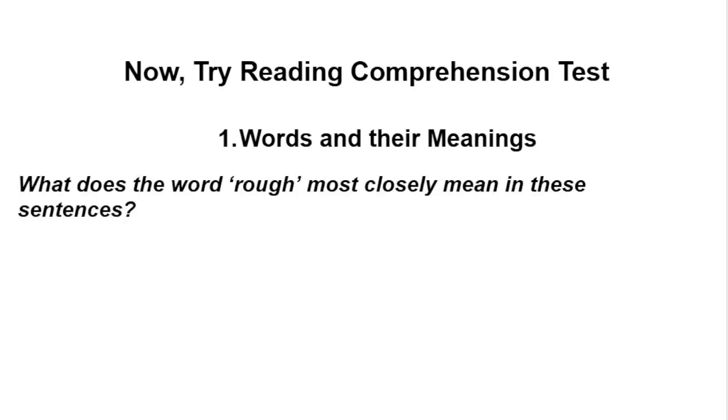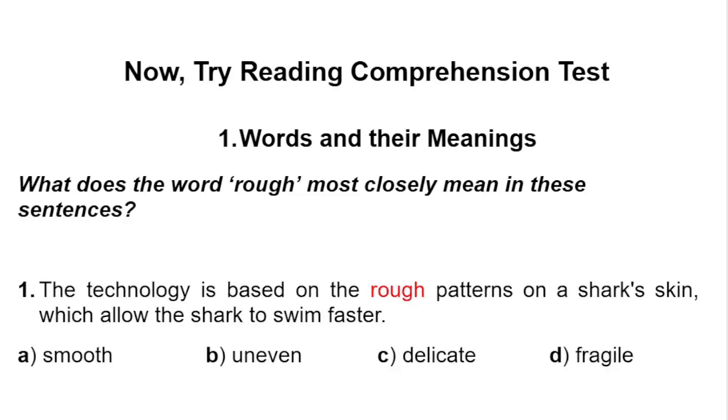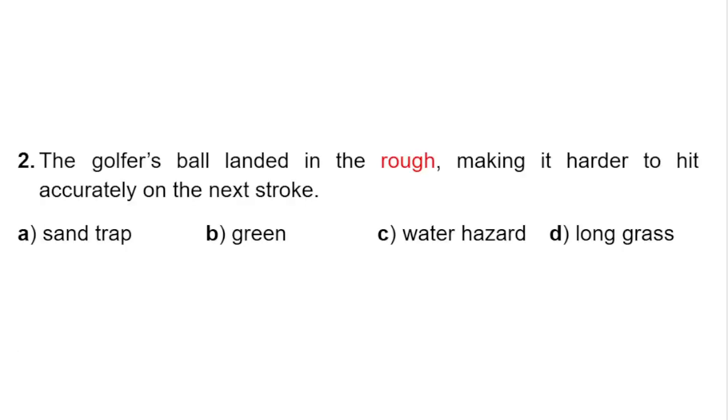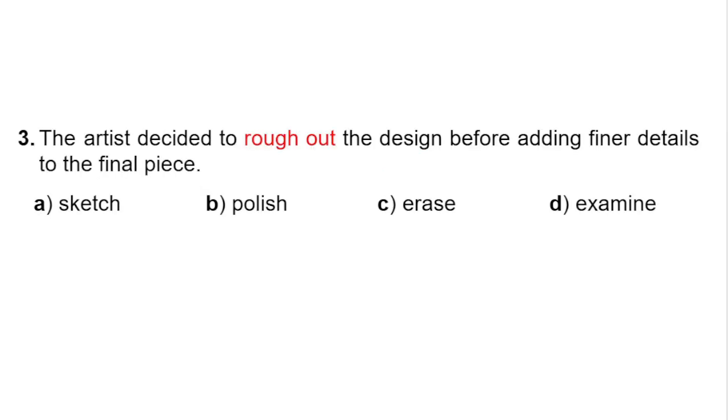Now try the reading comprehension test. 1. Words and their meanings. What does the word rough most closely mean in these sentences? To answer the questions, you should pause the video, then answer. Take your time and answer the questions. Number 1. 2. 3.